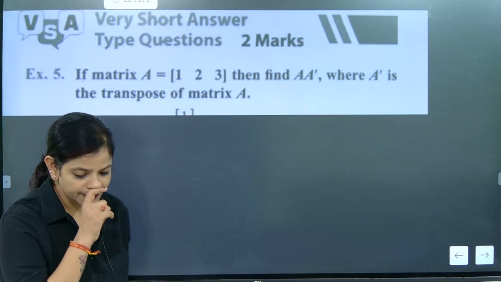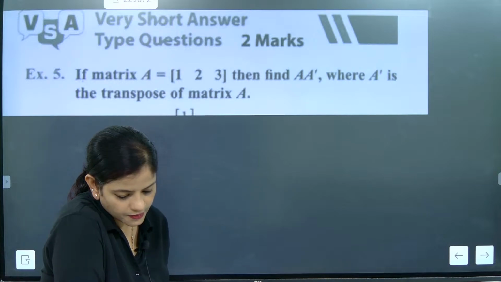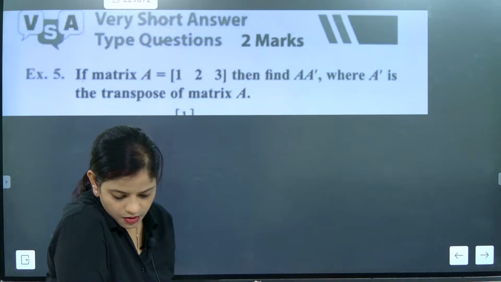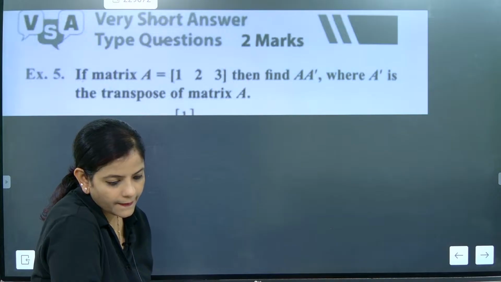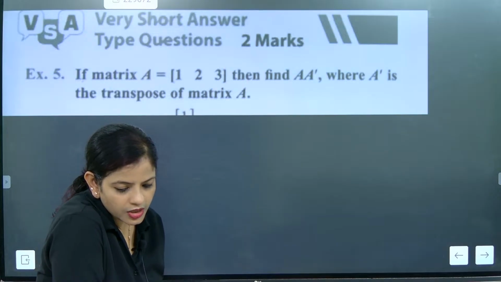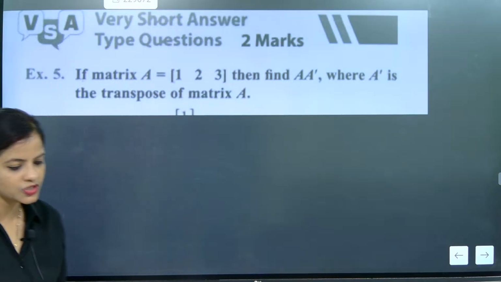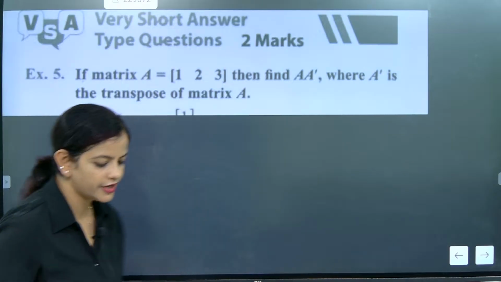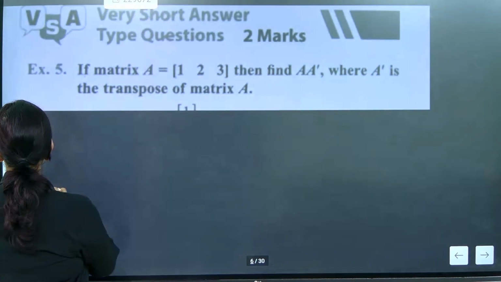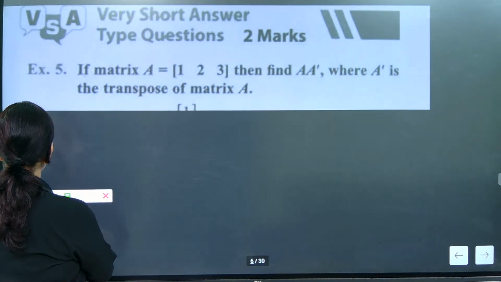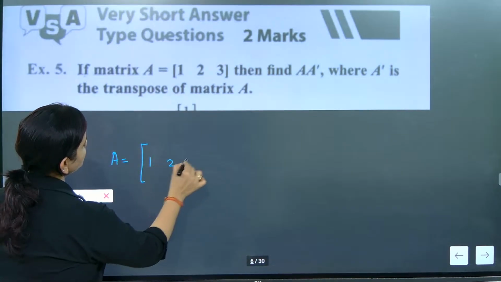Okay, what is your answer? Yes, I can understand that, but that's not the correct answer. We need to solve it now. A into A transpose. Yes, that's absolutely correct. Now you are going correct. Now, beta, A transpose, A is there. A can be written as 1, 2, 3.